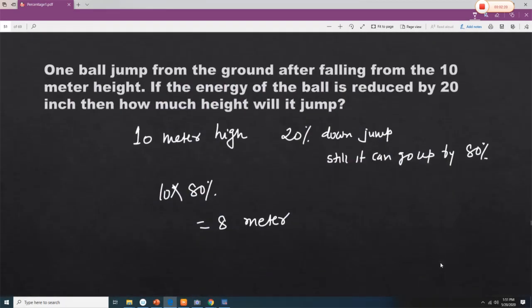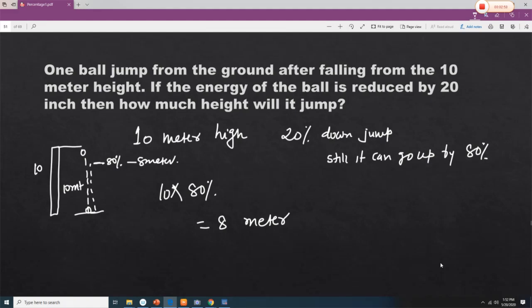A ball jumped from the ground after falling from 10 meters height. So let's say this is the height, which is 10 meters, and a ball is coming from here and going down to the ground, and from the ground it bounced back to 80% up to here. That is 80%. 20% reduced means 80% it is going up. So how much does it go up? This is 10 meters and 80% of 10 meters is 8 meters. So it will go to 8 meters.